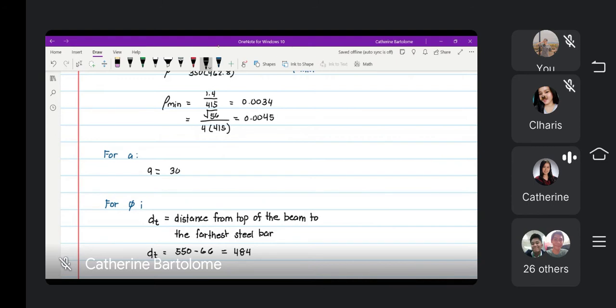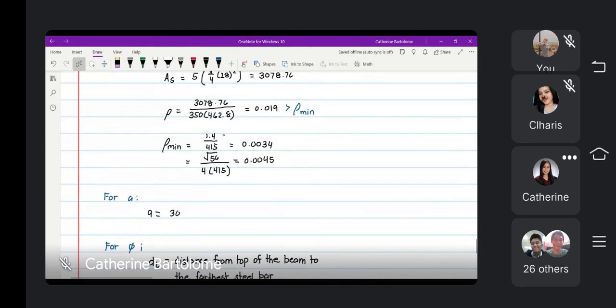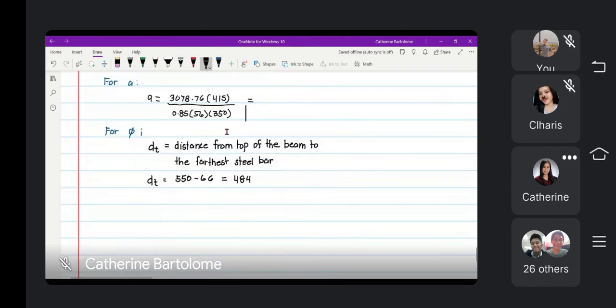As fy over 0.85 fc prime b is the value of a. 3078.76 fy. 76.69 po. 76.69. So, c over dt, or, di ba a is equal to beta 1 c. So, kung kukunin natin yung c, it is a over beta 1 times dt.